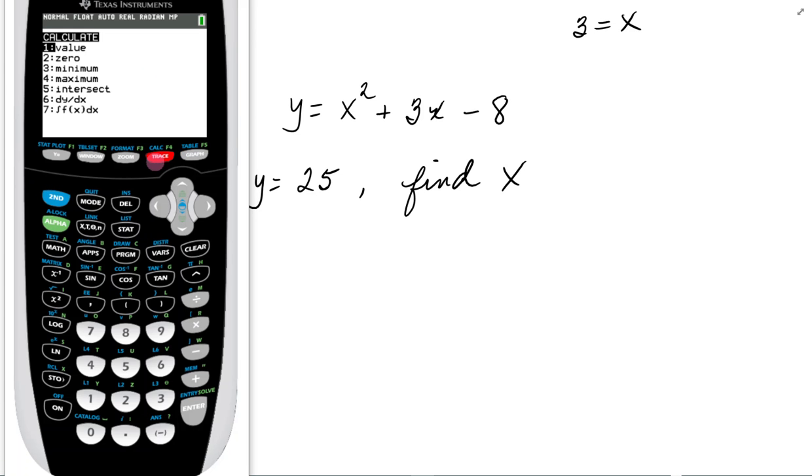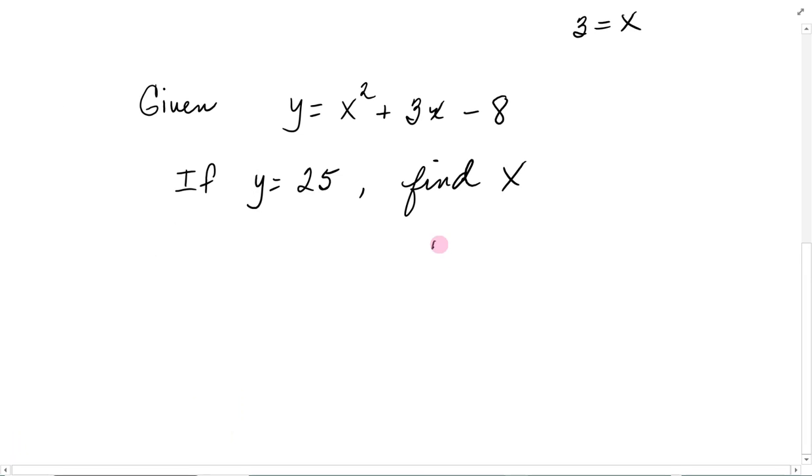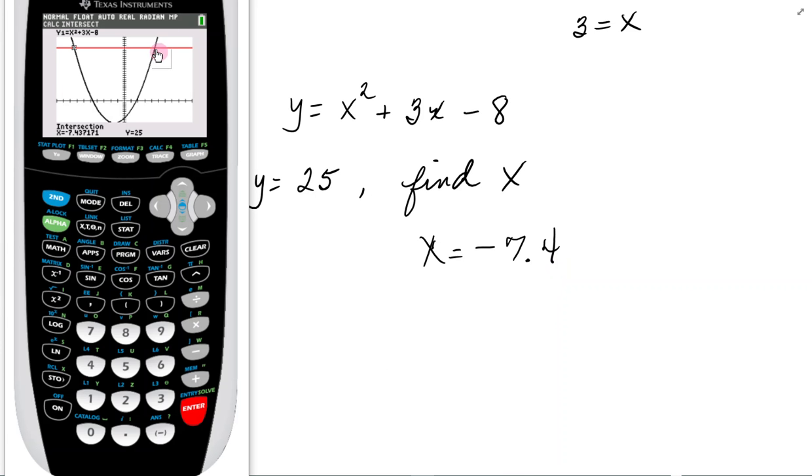Second of the trace key, number 5. I'm going to use the up, hop on that horizontal line. My personal rule is to always get the left one first and the right one second. It's just a rule I have for myself. It is not a math rule. Enter, enter, enter. I'm going to round to the nearest tenth, negative 7.4. So when y is 25, x is negative 7.4, but I believe there is another one.